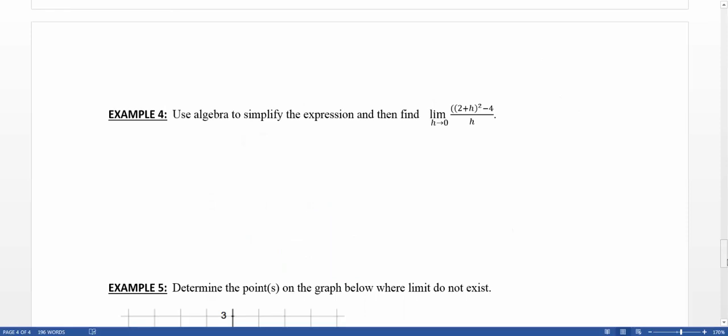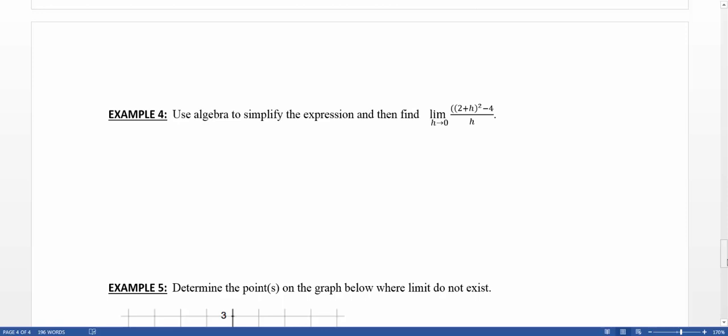While we can always use charts to plug in and get close to numbers with algebraic formulas to see what the limit is, sometimes it's useful to try to simplify what we're looking at the limit of before we take the limit. So for example, consider the limit as h goes to 0 of (2 plus h) squared minus 4, all divided by h.